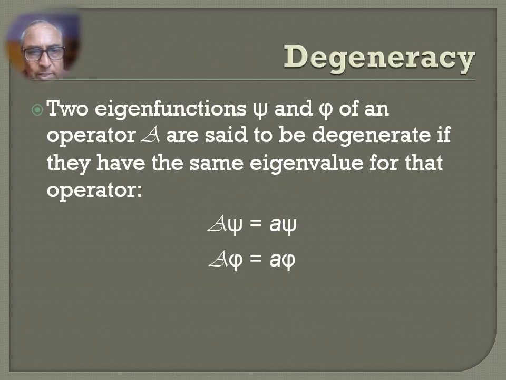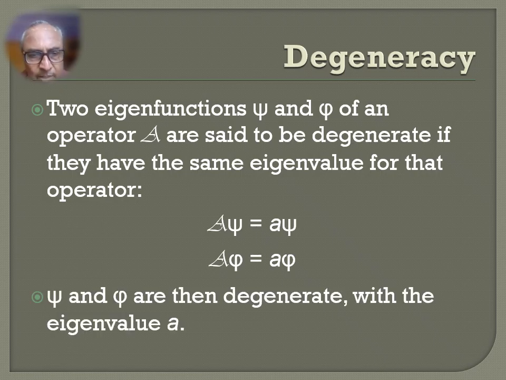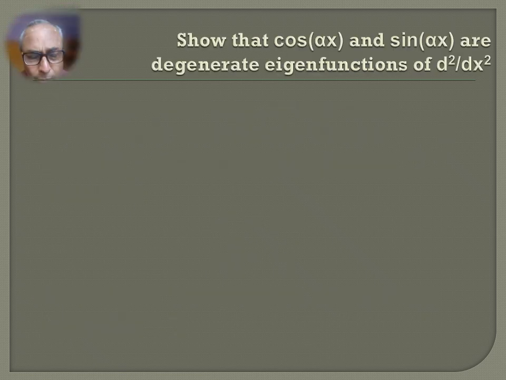Now we define the concept of degeneracy. Two eigenfunctions psi and phi of an operator A are said to be degenerate if they have the same eigenvalue for that operator. That is, A operating on psi gives small a times the function psi, and A operating on phi gives small a times the function phi. Then psi and phi are said to be degenerate with the same eigenvalue, this small a. Show that cos alpha x and sin alpha x are degenerate eigenfunctions of d squared by dx squared.